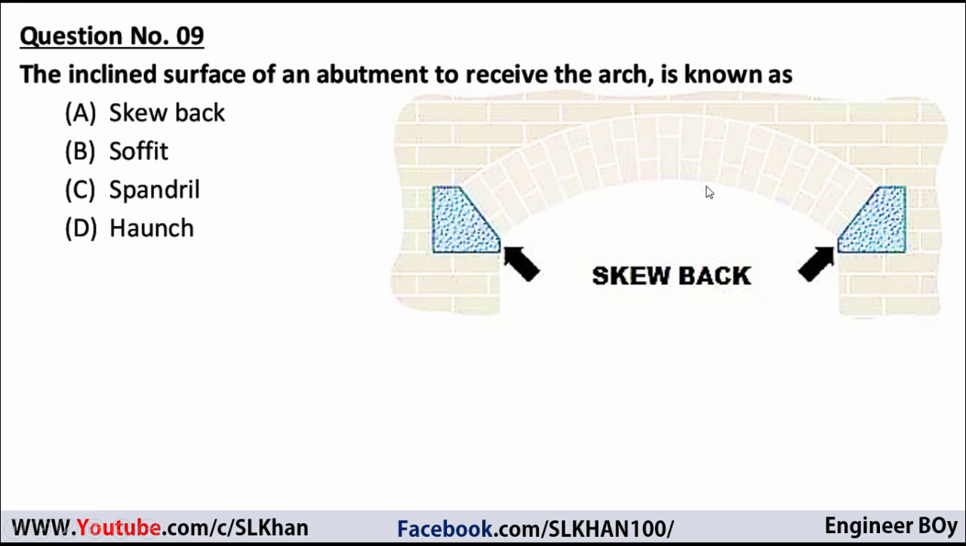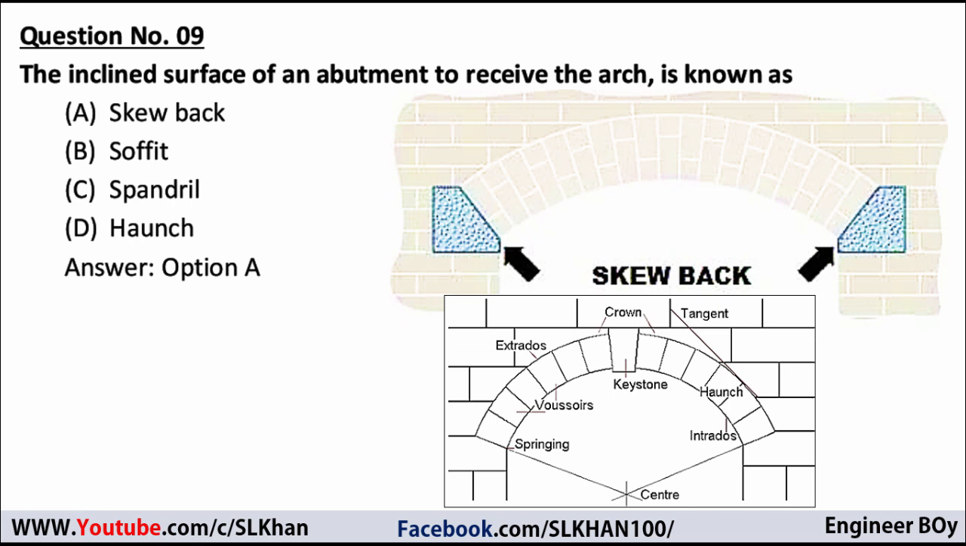So this surface of an abutment which is receiving the arch on both sides is known as skewback. And soffit, spandrel, haunch, these are also technical terms about arches. Just study this picture. So the answer to question 9 is option A.